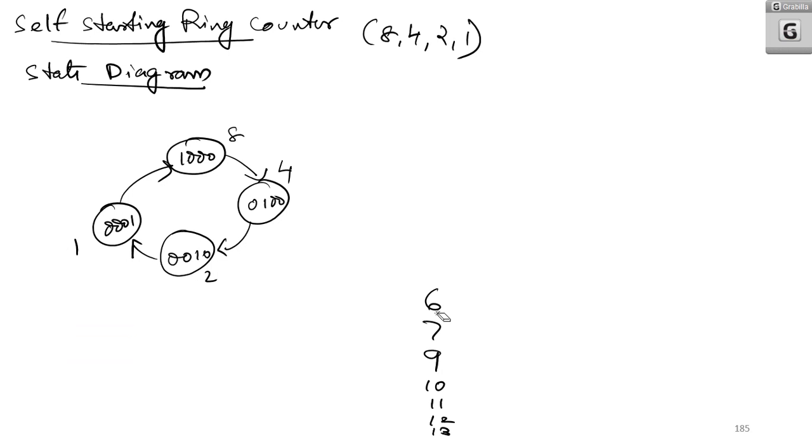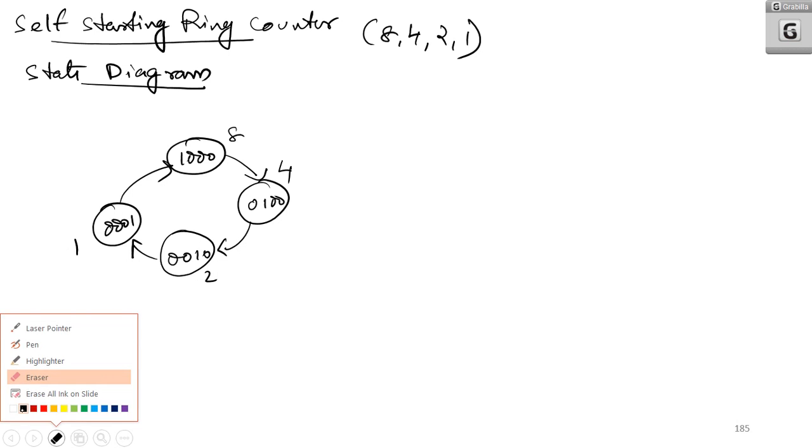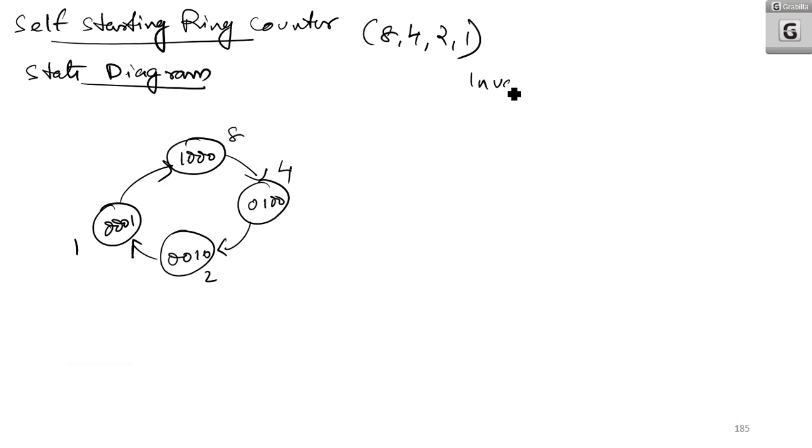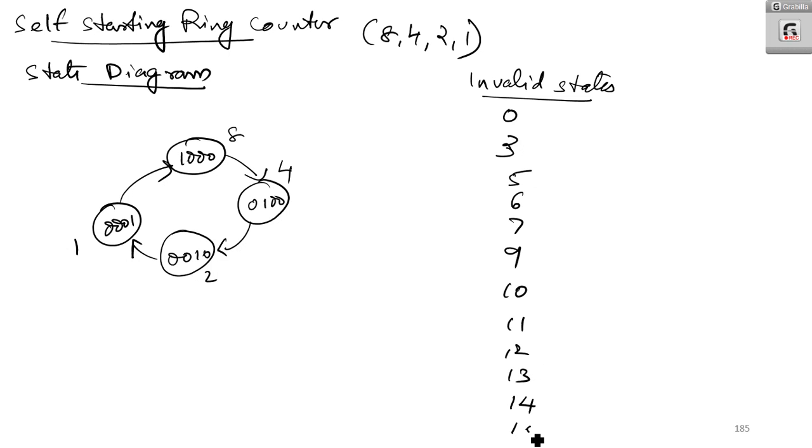In the case of a ring counter, let me write the invalid states. The invalid states are 0, 1 is there, then 2. 2 is an invalid state, 3. 3 is there, 4 is a valid state, then 5, 6, 7. Now 8 is a valid state. Now if 8 is there, then 9, 10, 11, 12, 13, 14 and 15.